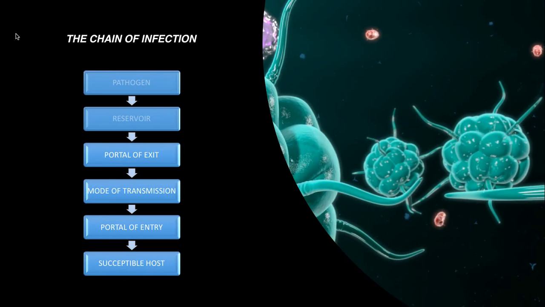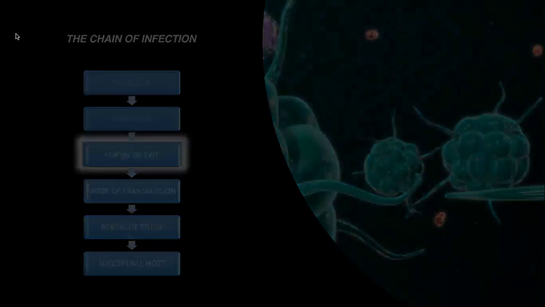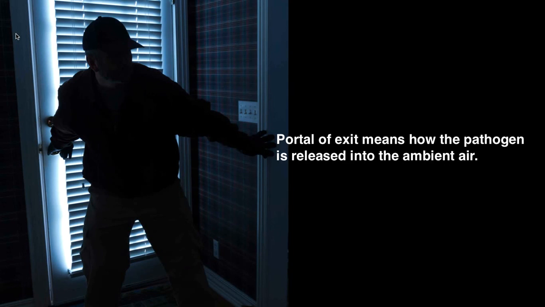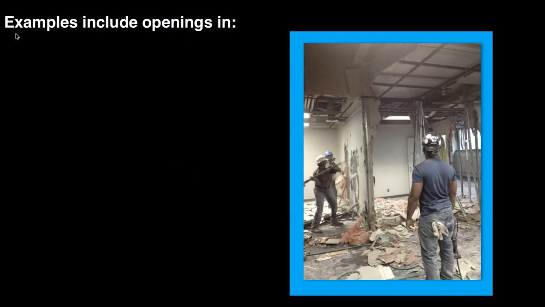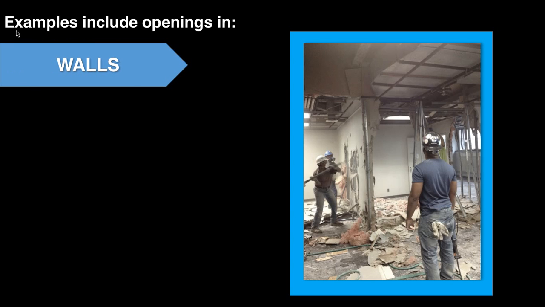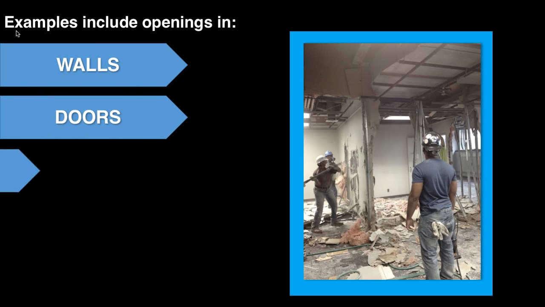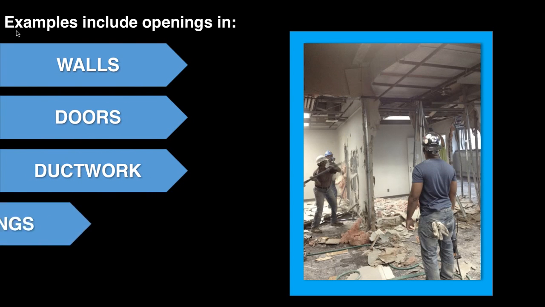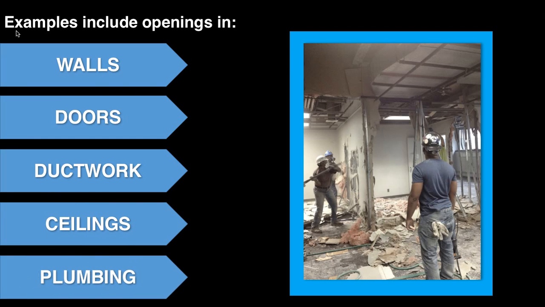Next in the chain of infection is the portal of exit. Portal of exit means how the pathogen is released into the ambient air. Examples include openings in walls, doors, ductwork, ceilings, and plumbing.